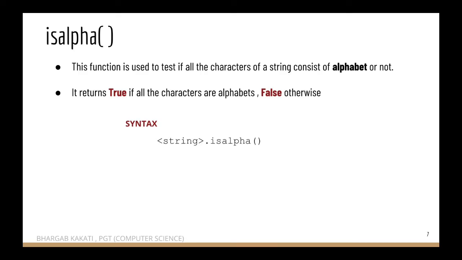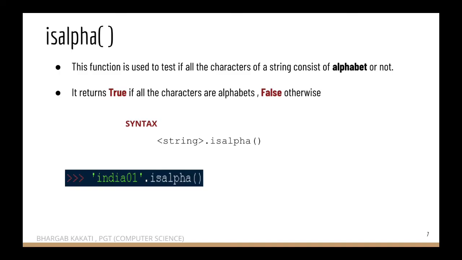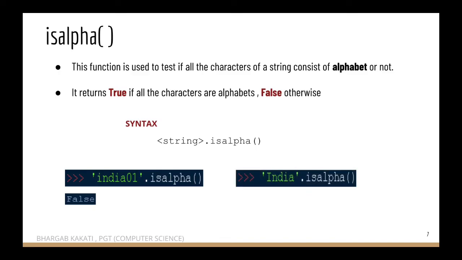Let's see the syntax. The syntax is a simple one: string dot isalpha. Now if I use it in actual practice, India01 dot isalpha. Are all the characters of India01 alphabets? No, it's not. Therefore the result will be false. If I write India dot isalpha, are all the characters of this string alphabets? Yes, hence the result will be true. You can test it for yourself in the interactive mode. It will definitely work for sure.